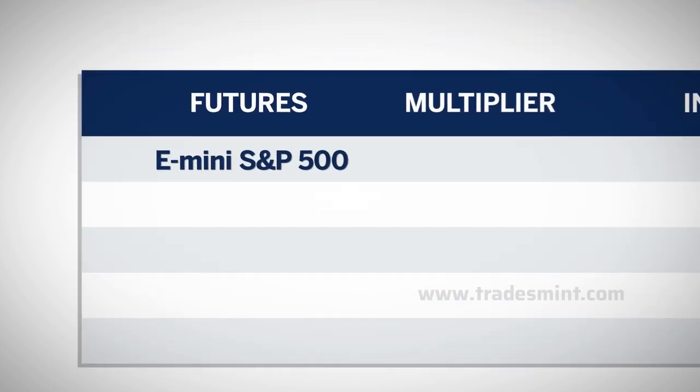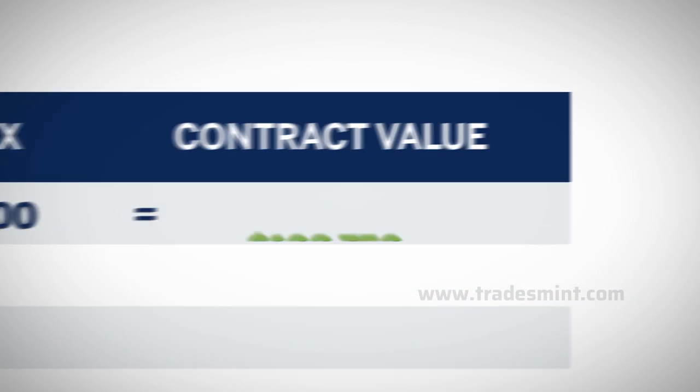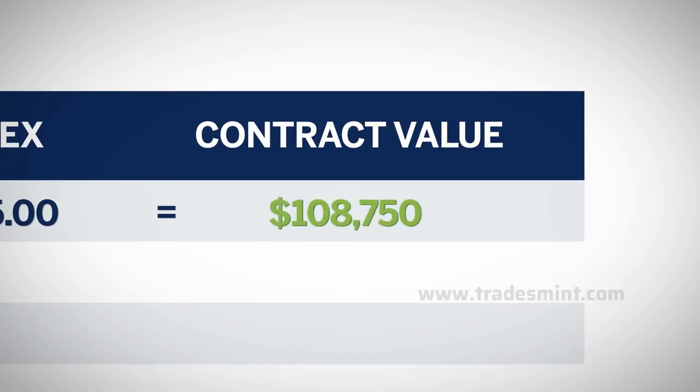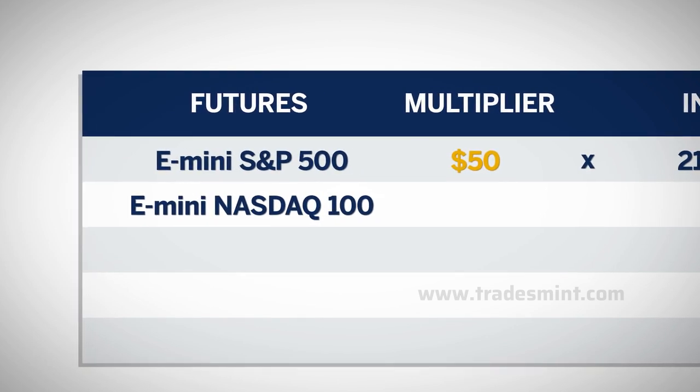each contract. For example, the E-mini S&P 500 futures contract has a fixed multiplier of $50. If the E-mini S&P 500 futures is trading at 2,175 even, then its notional value would be 2,175 times $50, which equals $108,750 per contract. The E-mini NASDAQ 100 futures contract has a $20 multiplier.